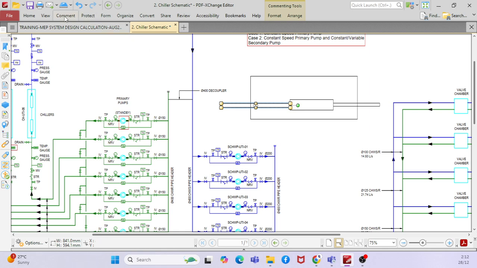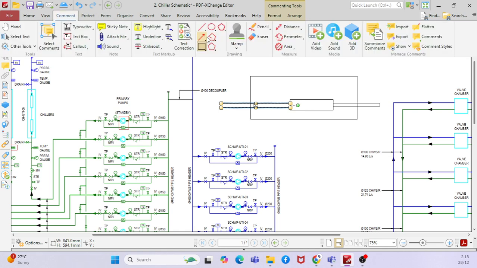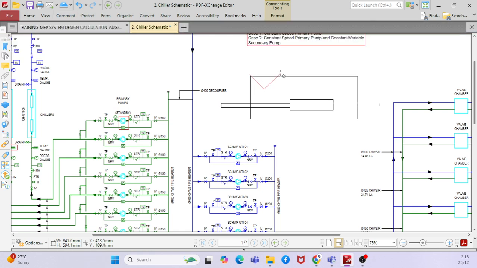Okay. Now you can see there is a condenser. Say for example, if you go to the air cooled chiller, you might have seen this section, right? Yes. So this is basically a condenser. Here is the condenser side of the entire chiller.